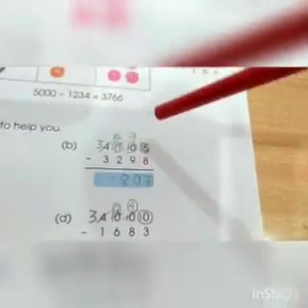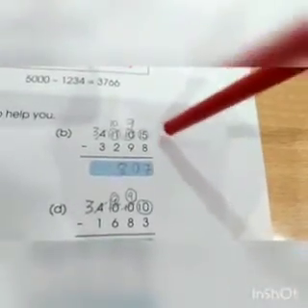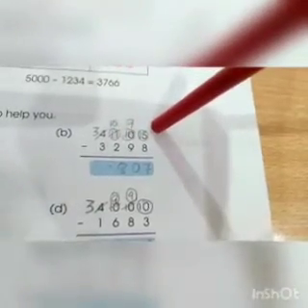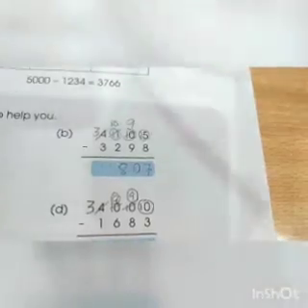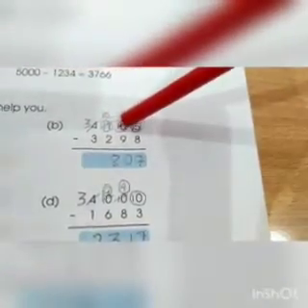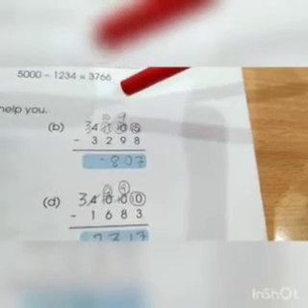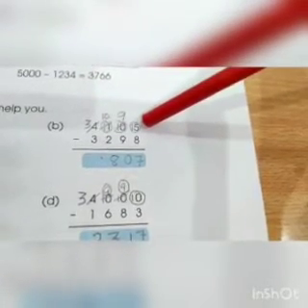Okay, 3 thousands, 10 hundreds and 10 tens. We need to borrow again. 1 tens into 10 ones. Okay class, now 4105 is equal to 3 thousands, 10 hundreds, 9 tens and 15 ones.